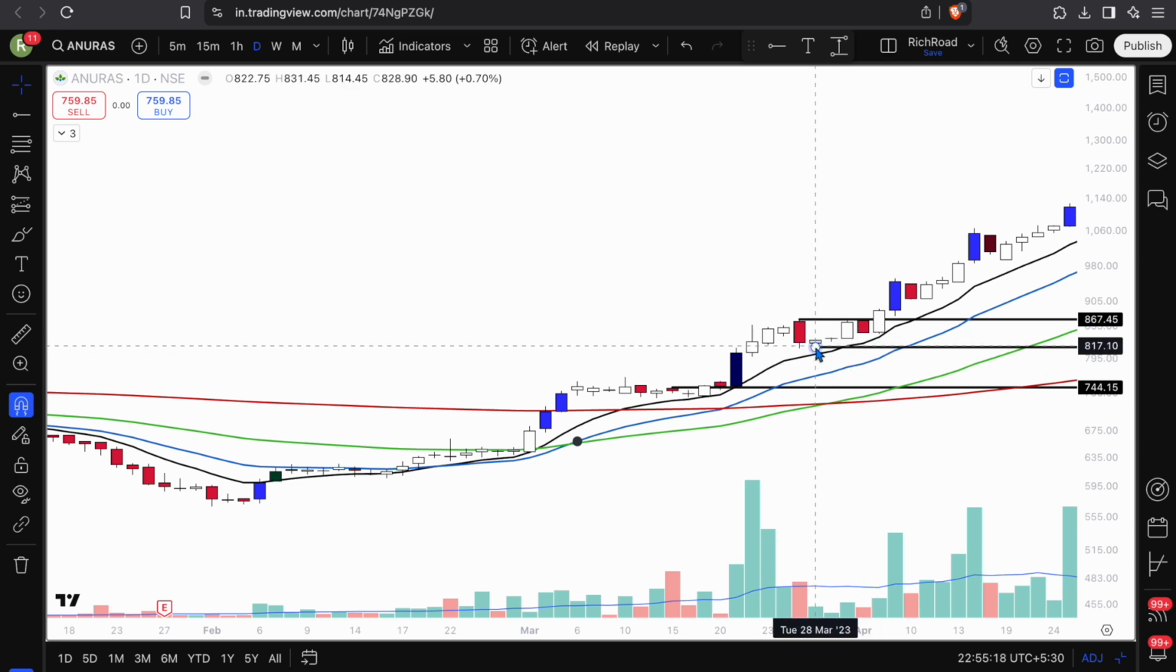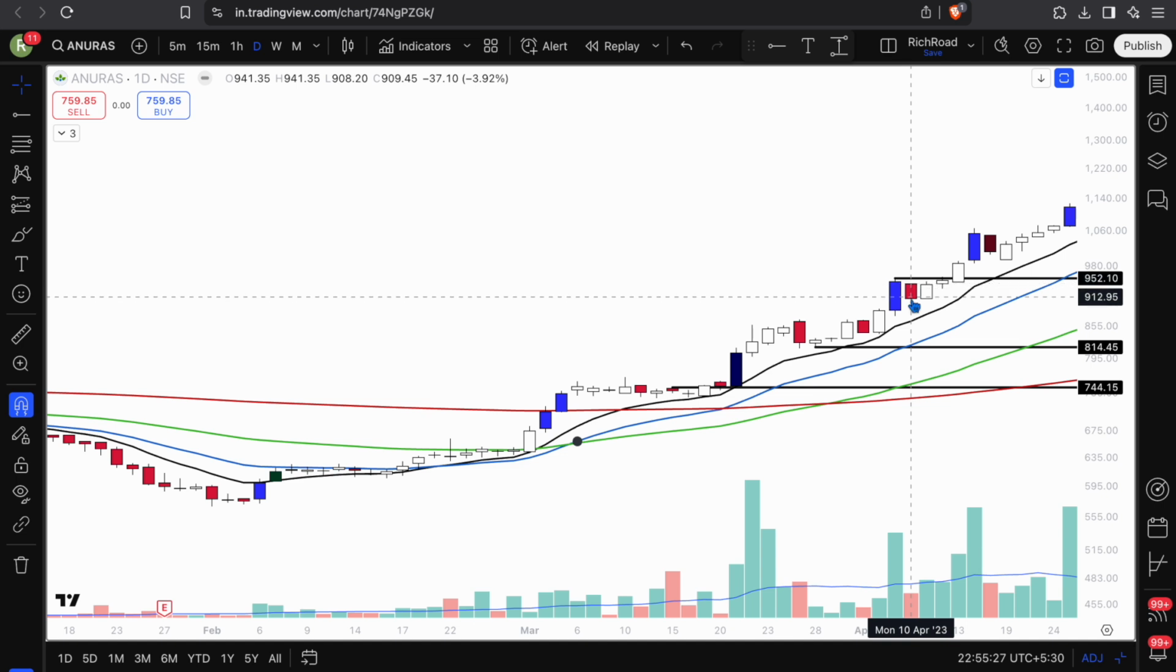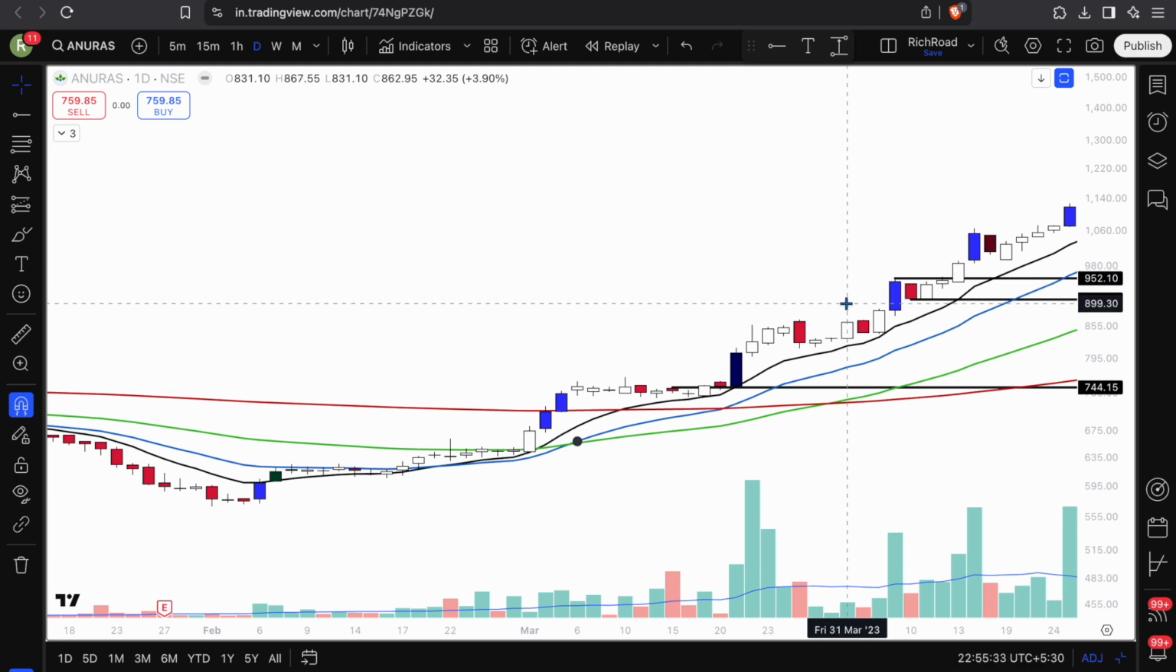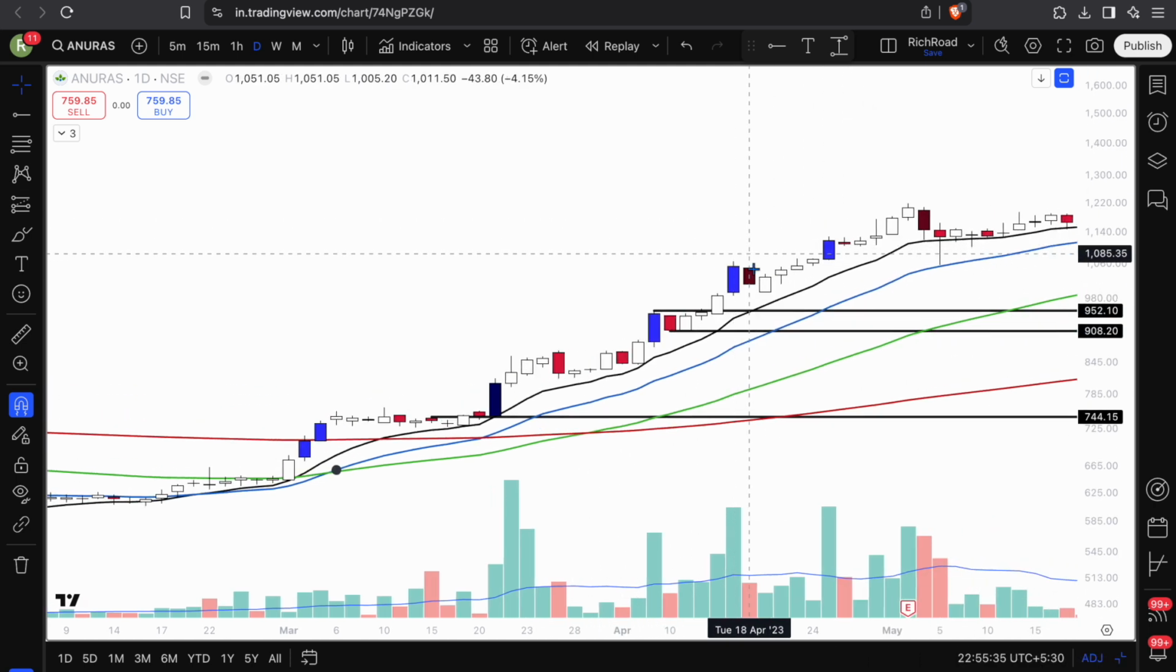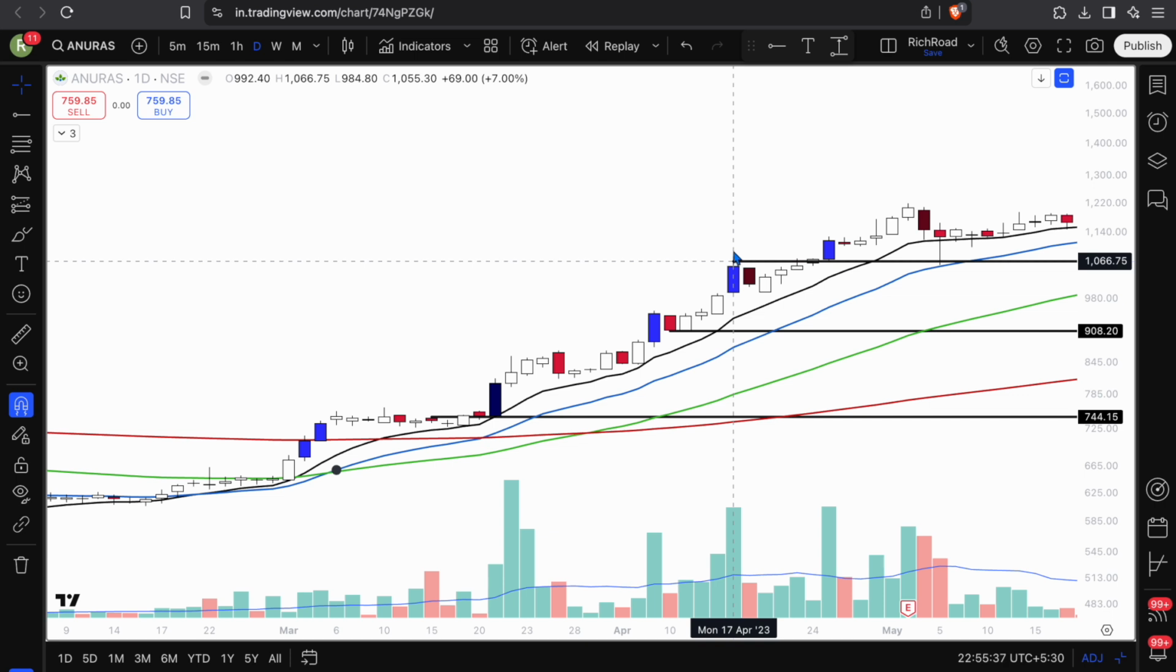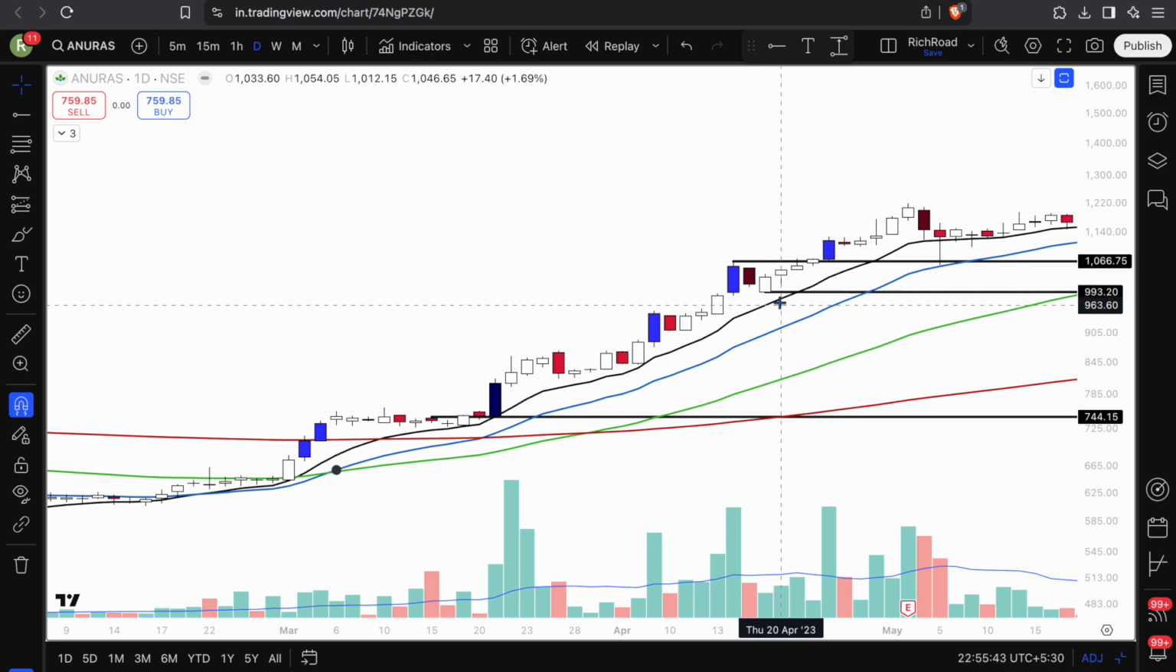Or if the pivot is made over here, then simply I will make this my TSL. Then what happened? Another pivot was created, this one over here. Once this high was breached, this becomes my TSL. And the same thing basically kept happening, right? Once this high was broken, this becomes my TSL. Okay.